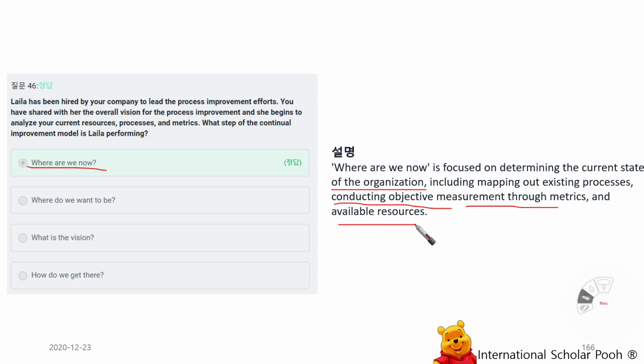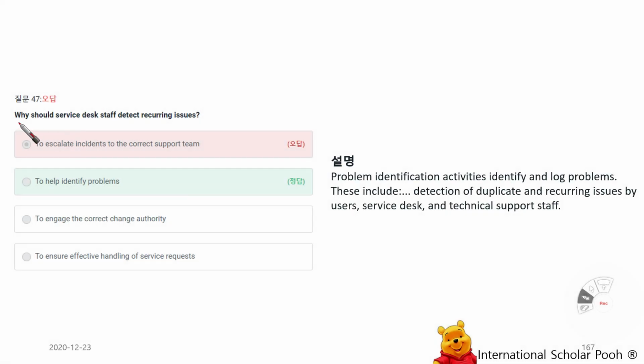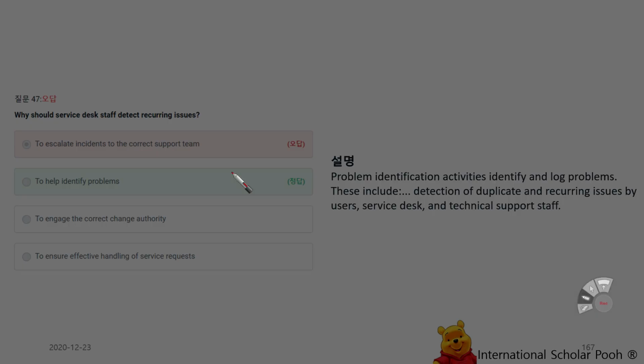Why should the service desk staff detect recurring issues? To help identify problems. Problem identification tracks activities, identifies and logs problems. These include the detection of duplicate and recurring issues by users, the service desk, and the technical support staff.